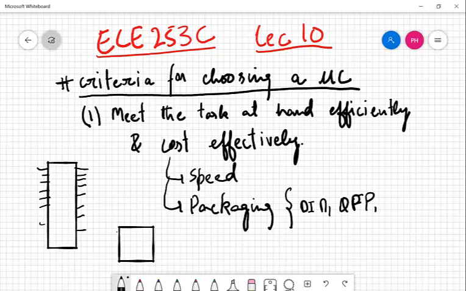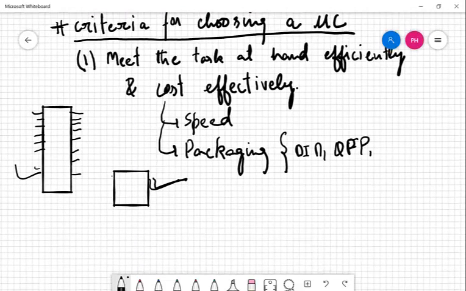For example, if we are designing a smartwatch, usually a quad flat package is more suited, because a smartwatch is in the shape of maybe a rectangle or a circle. So this package is more suitable than this one. So we have to check what packages the company manufacturing this microcontroller delivers. Does this microcontroller come only in a DIP package, and which package do I need in my particular application? This is the second thing. In the first criterion, we also check for power consumption.